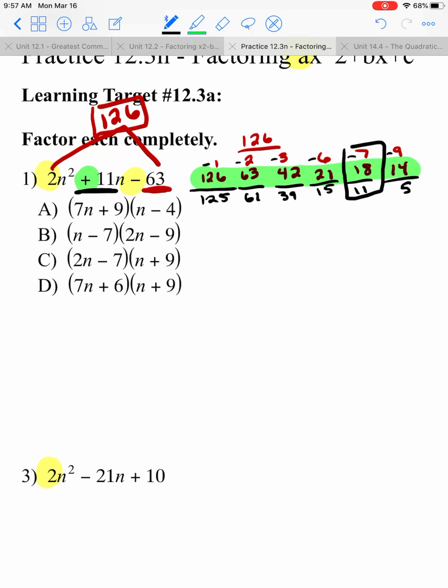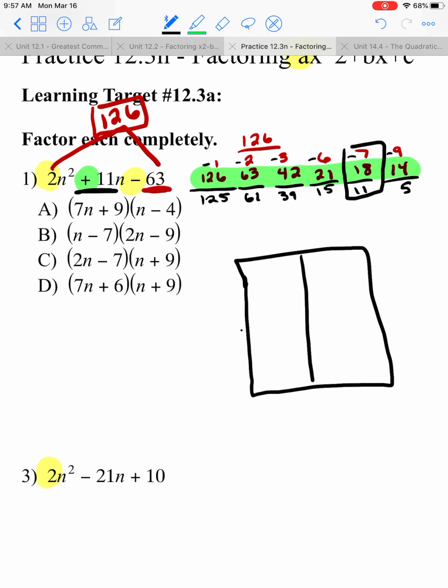Now, this is where I go to my box. Top left corner is my first term, so it's 2n squared. Negative 63 will go here. And now I have negative 7n here and 18n there.